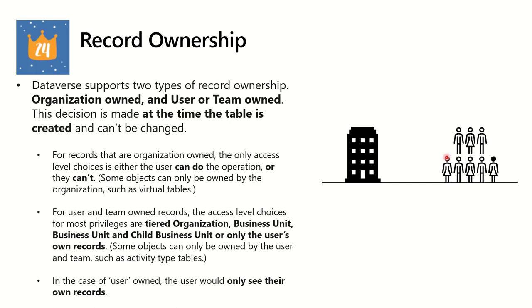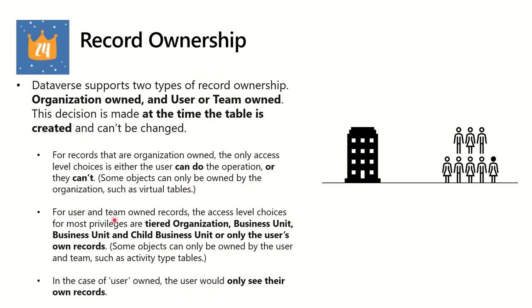So let's give you some decision makers here. For records that are organizationally owned, the only access level choices is either the user can do something or they can't. So there's not a lot, you either can or you can't when it comes to organizationally owned things. And some objects can only be owned by the organization, such as virtual tables.